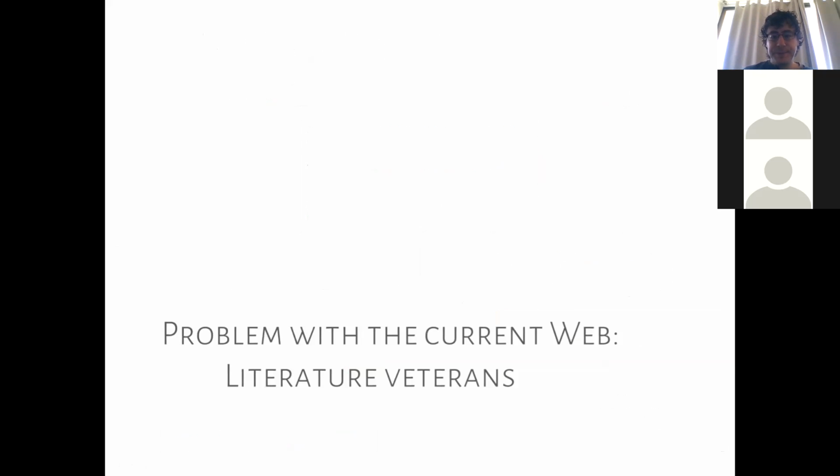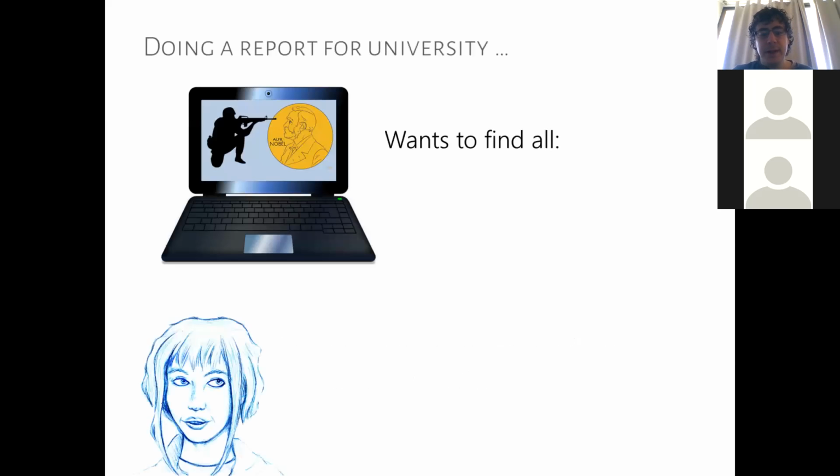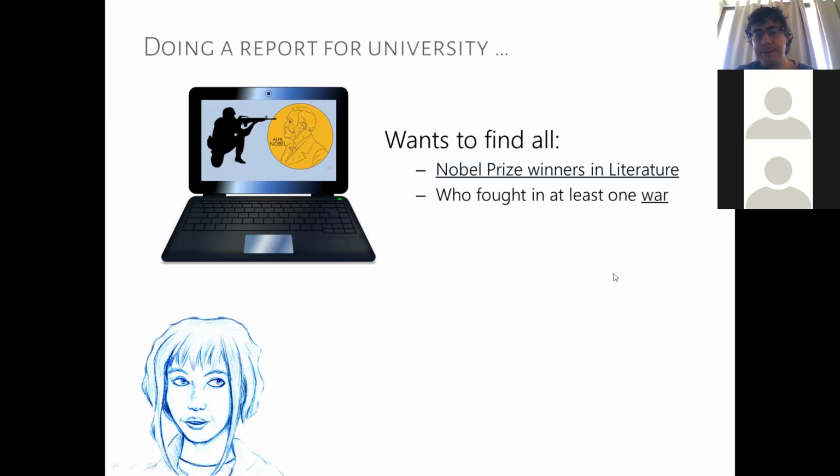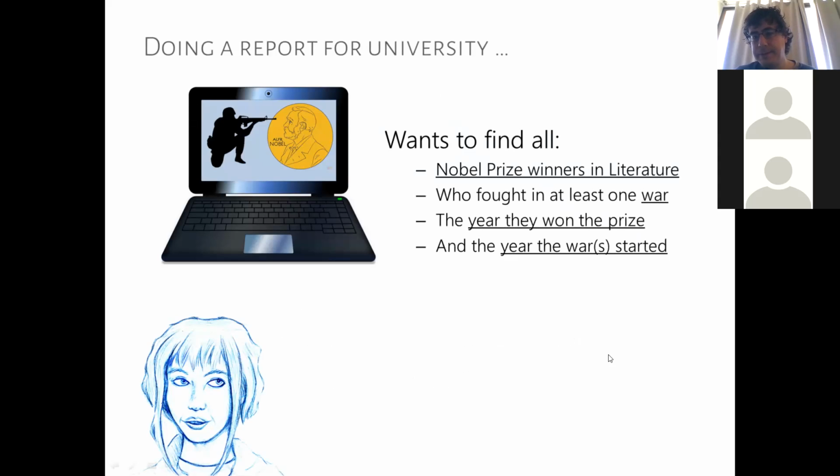Okay, so let me explain a concrete problem with the web. It's an example where a user of the web is doing a report for university, and she wants to find all Nobel Prize winners in literature who fought in at least one war, the year they won the prize, and the year the war started. Okay. So how would you find this information? How would you go about finding the Nobel Prize winners in literature who fought in at least one war, the year they won the prize and the year the war started?